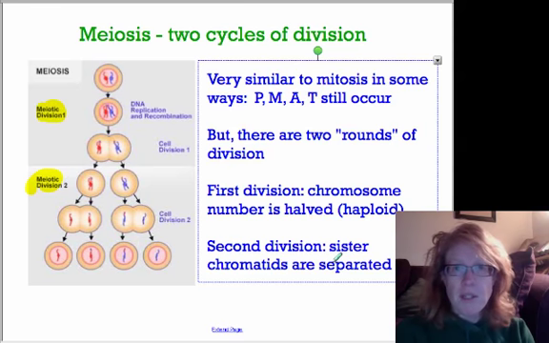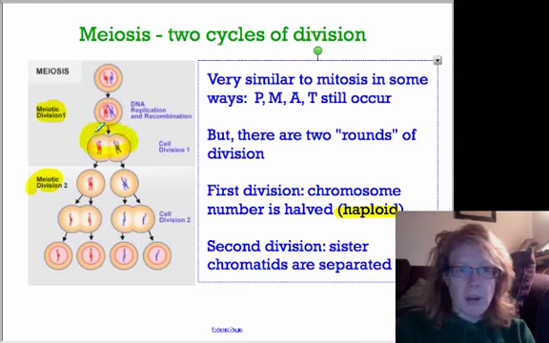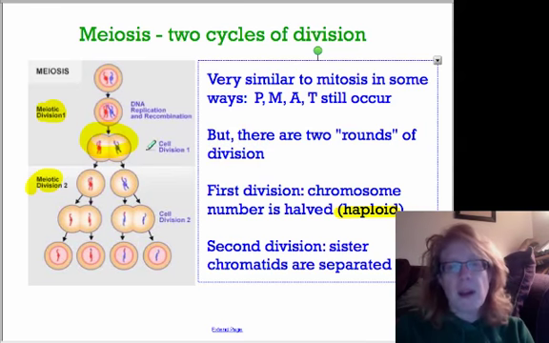Overall, the important thing that you need to know is that after that first division, you end up with cells that are haploid. So after the first round of division, we end up with cells that only have one from each chromosome. If you take a look at this cell right here, this original cell started off with 2 chromosomes. By the end of it, each new cell only has 1 chromosome, and that's why they're haploid.